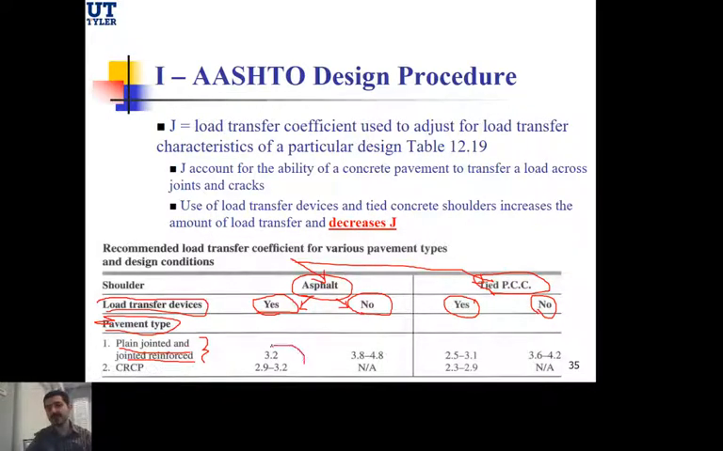And of course, we would pick a number based on the case. For example, if I have an asphalt shoulder with some sort of load transfer, and the main structure is continuously reinforced concrete pavement, you're going to pick a number from this range here, from 2.9 to 3.2. And as you can see, the best case scenario in this table is to have a tied PCC shoulder with some sort of load transfer, and of course continuously reinforced concrete. This number right here is considered the best case scenario, which is 2.3.